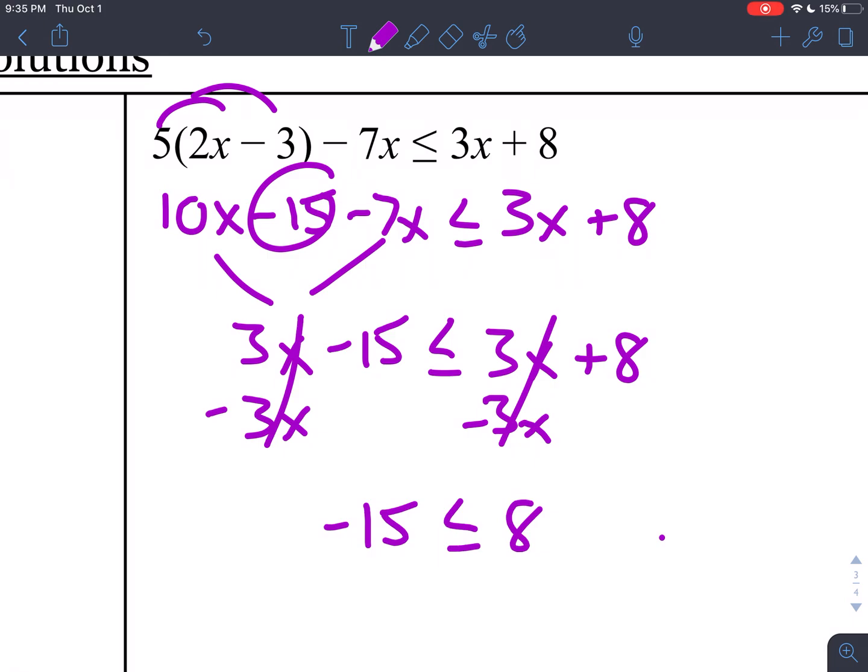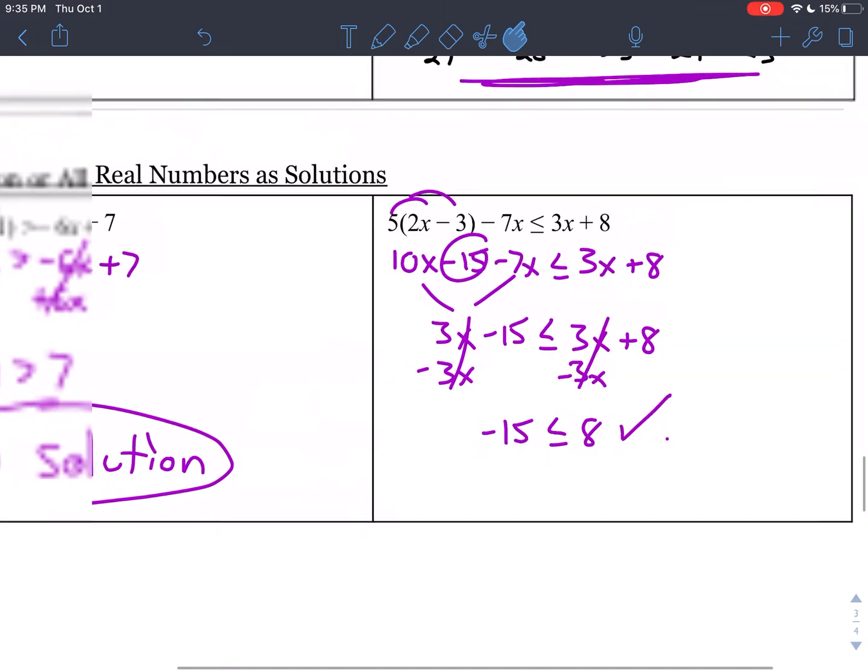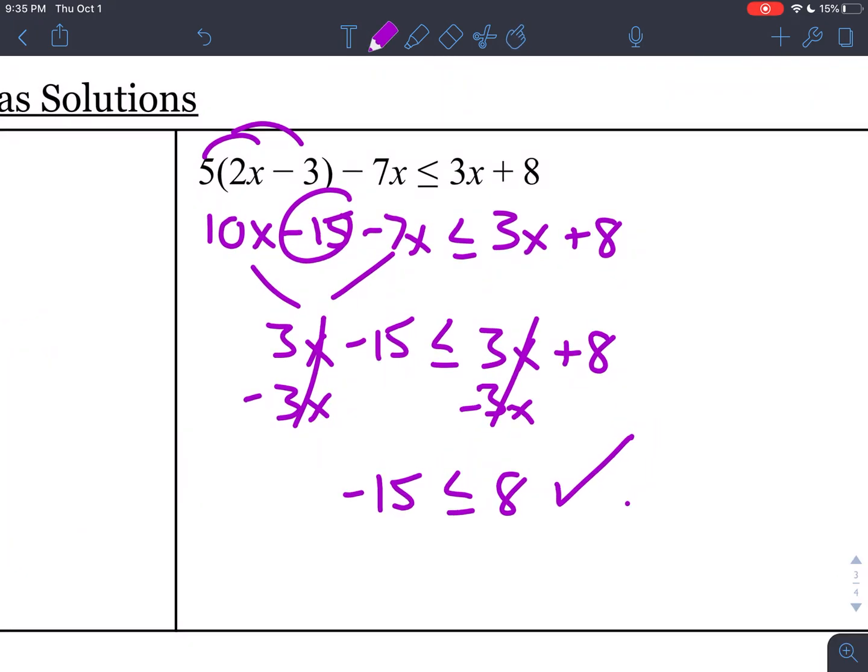The only difference between this and the last problem is that this is always true. Negative 15 is less than positive 8. So where the other one had no solution, this solution is all real numbers. No matter what number you plug in for x, it will be accurate. It will be true. All real numbers.